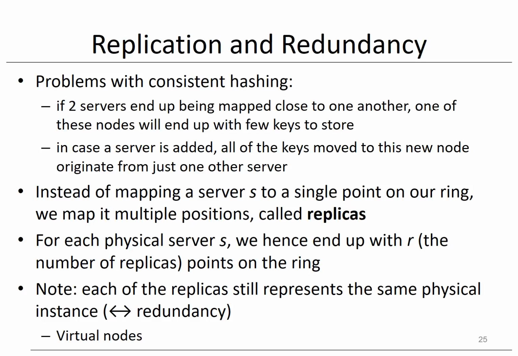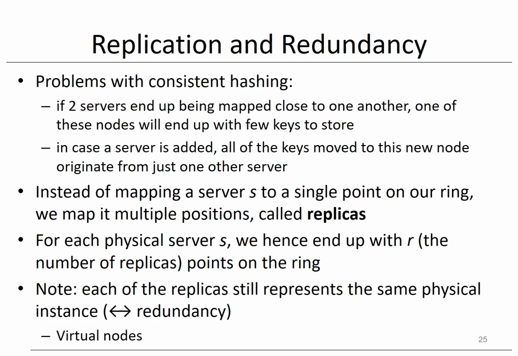The basic, consistent hashing procedure, as described earlier, is still not ideal. First, if 2 servers end up being mapped close to one another, one of these nodes will end up with few keys to store, as the distance between the 2 nodes on the ring is small. Second, if a server is added to the ring, we see that all of the keys moved to this new node originate from just one other server.